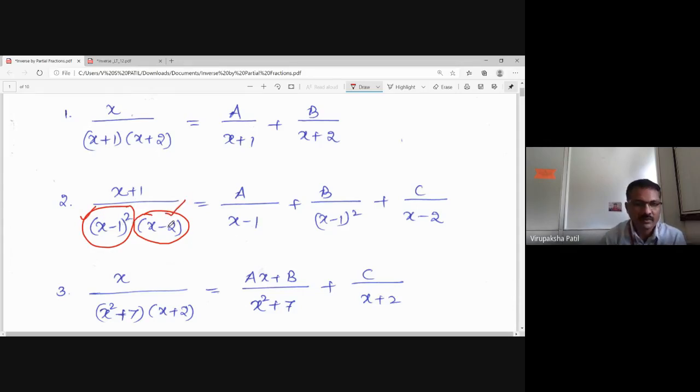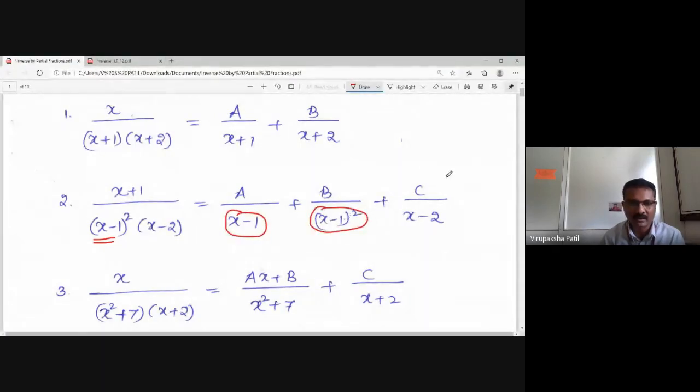Then how many factors are there totally? 2 plus 1, 3 factors are there. So it should be divided into 3 parts. For that purpose, if your factor is a non-linear repeated factor, then we will split this into 3 parts, writing it as a divided by the lowest power, x minus 1, plus b divided by whatever the power is, x minus 1 whole square, plus c divided by one more linear factor.